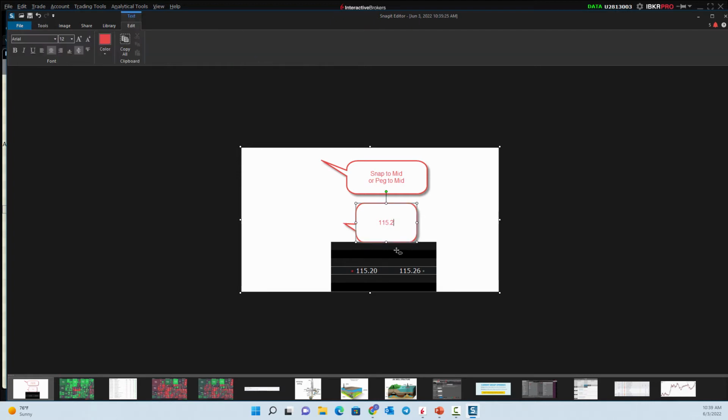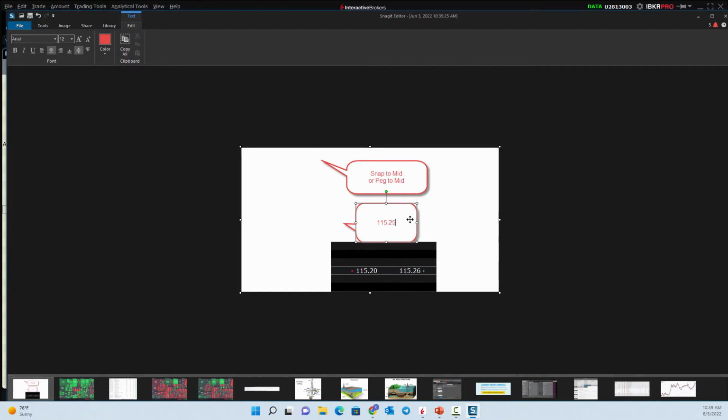It would have snapped to 115.21. The midpoint was 115.23 and then it had a 2-penny offset. If we were selling and we had a 2-penny offset, the middle is 115.23. So if we said sell, snap to mid, and then 2-cent offset, our sell order would have gone and snapped right to 115.25. Why? Because 115.23 was the middle, and then there's a 2-penny offset.